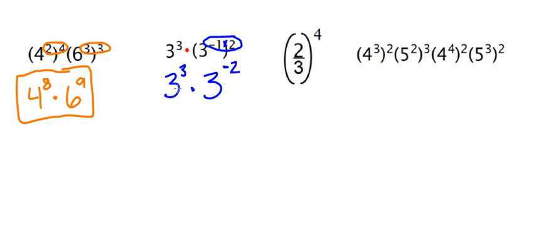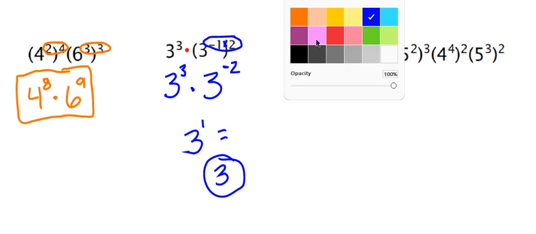So now I've got like bases here, and all I have to do to multiply like bases is to add my exponents. So this is 3 to the power of, well, I have positive 3 plus negative 2. Positive 3 plus negative 2 is 1, and 3 to the power of 1 is just 3. So I hope this is making sense as we go through these, but we're going to keep going here. We don't have that many more.